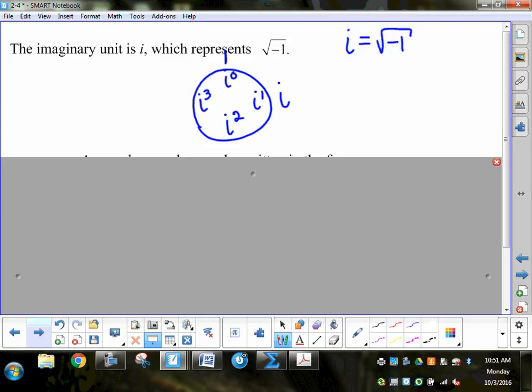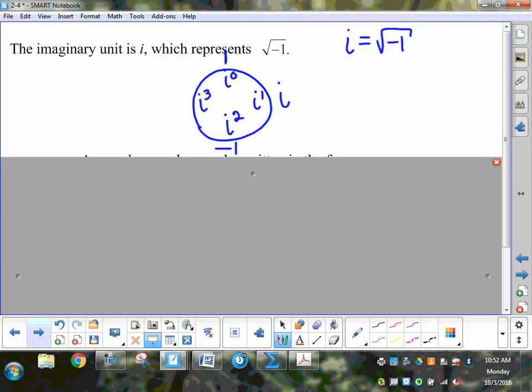Now we need to know what i squared is. Think about what i itself is. What do I get if I take that and square it? So what would i squared be equal to? -1. Why is it equal to -1? There you go.